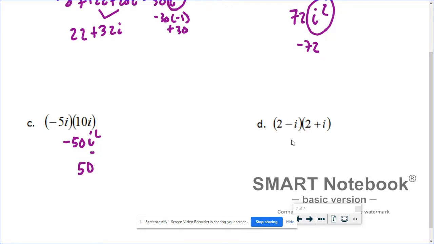Here I FOIL. 2 times 2 is 4. 2 times i is 2i. Negative i times 2 is negative 2i. And negative i times negative i is negative i squared. These two will add to 0. i squared is -1, so that's really like minus a -1, so it's 4 plus 1, which is 5. All right, give the exit ticket a try, and we'll go over it together.